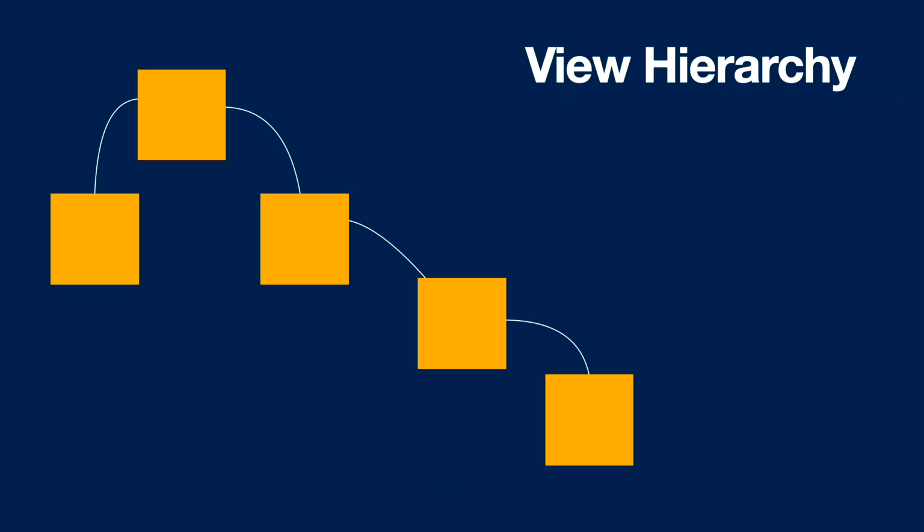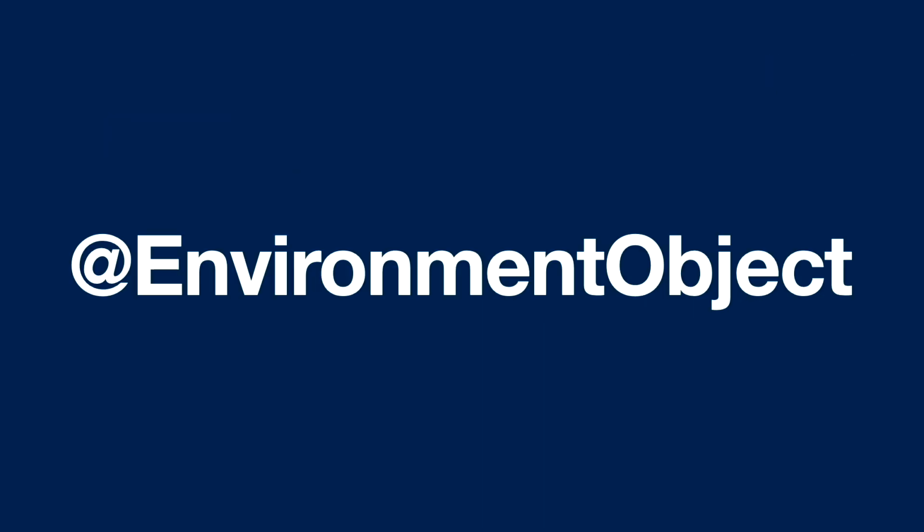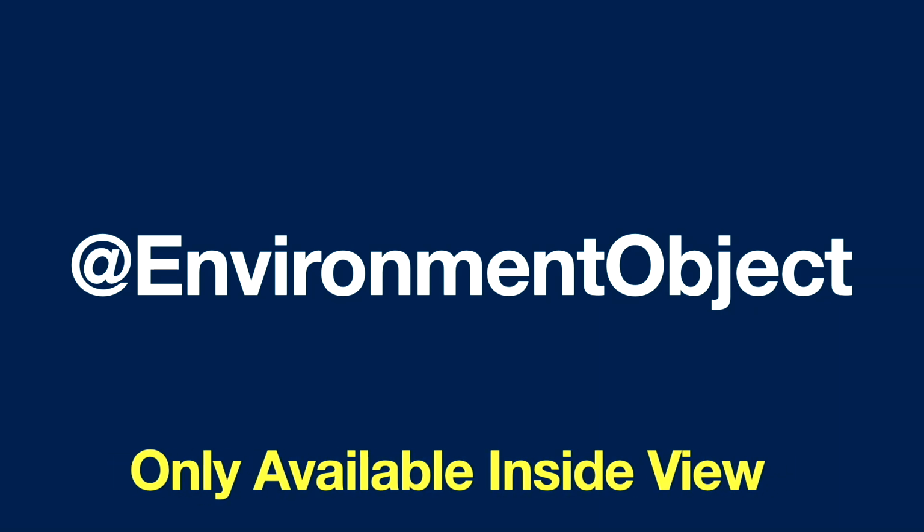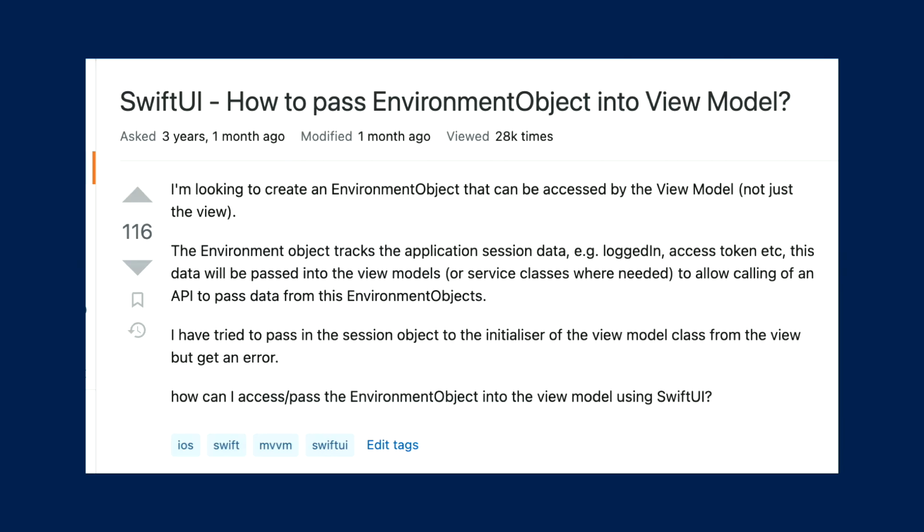And sometimes I have views that are deeper down in the hierarchy. How do I pass data to them? Well, I can actually use EnvironmentObject, but wait, EnvironmentObject is only available inside the view. I should probably not use that because that's what the iOS community was telling everyone. And then I came across these Stack Overflow posts like, hey, how do I pass EnvironmentObject into the view model? It says 116 upvotes, 116 likes.